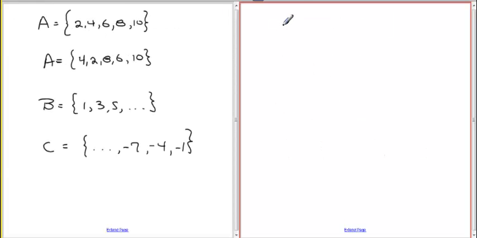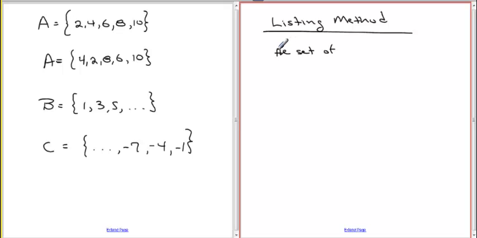Now on the test, there was this case of list, it says using the listing method. So the problem said use the listing method to list the set of all integers. Let's do even integers between, let's say 20 and 60.